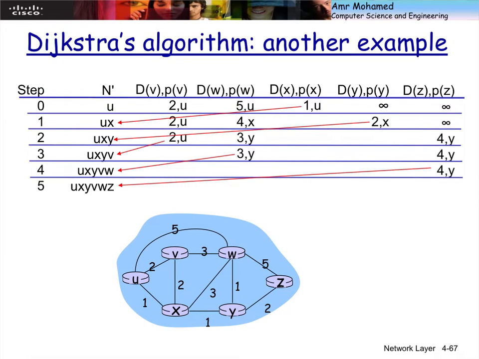Another quick example here, which explains the example that we just talked about. So if we need to construct from U, we need to construct the shortest path tree.